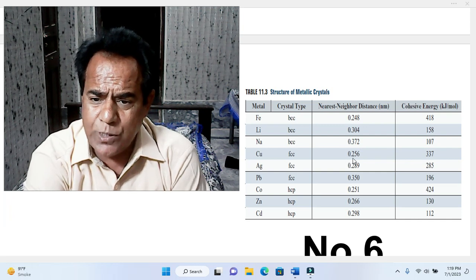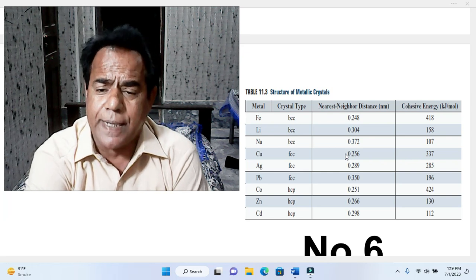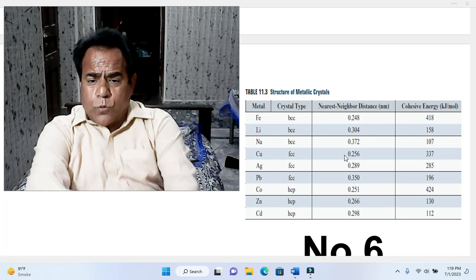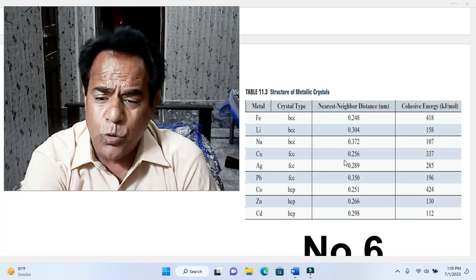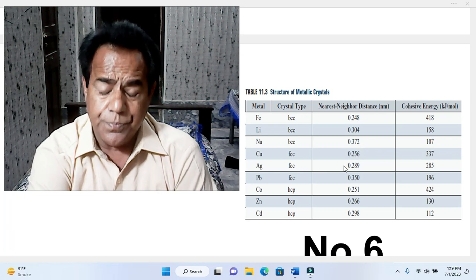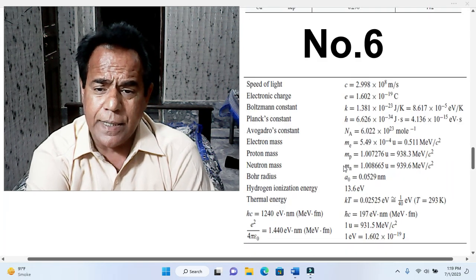0.256 nanometer, nearest neighbor distance. This is the value with which we will compare our solution of this problem, as required in the statement.